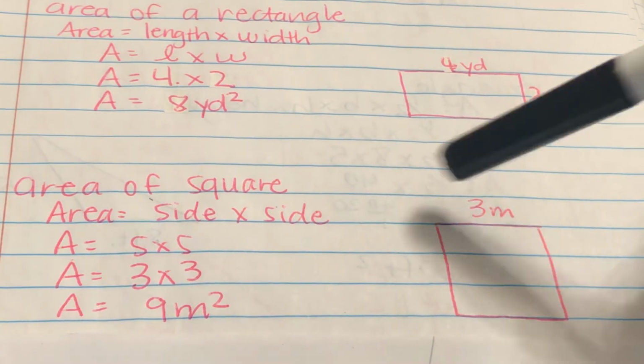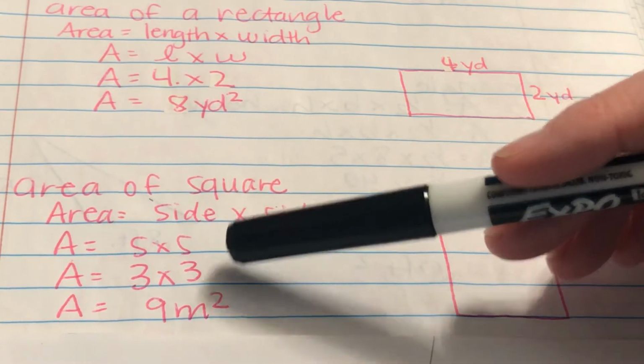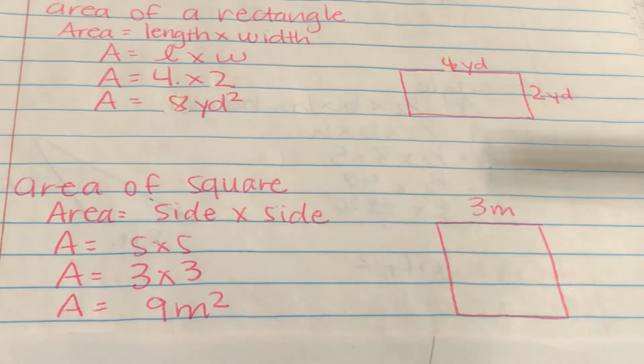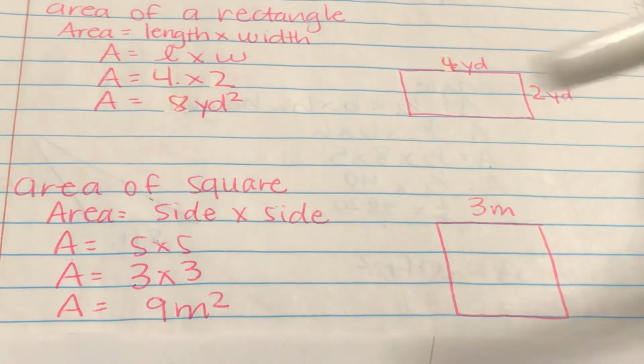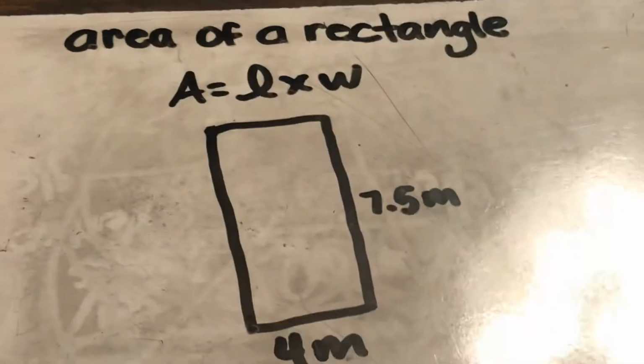So you gotta be really careful when you plug in these numbers today. Side times side. When you're doing a square, you should be multiplying the exact same number. 3 times 3, 9 meters squared. Again, we have to square our answers. I'm going to show you a couple examples on my board using decimals and fractions because you're going to have some of that on your homework today.